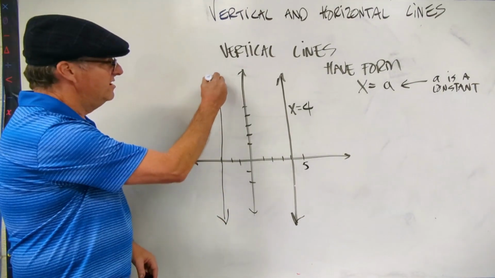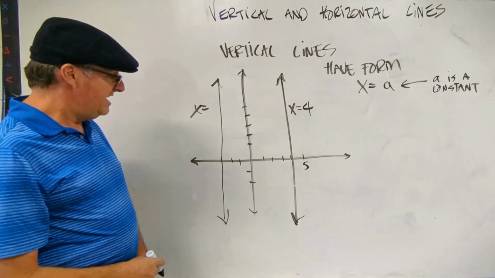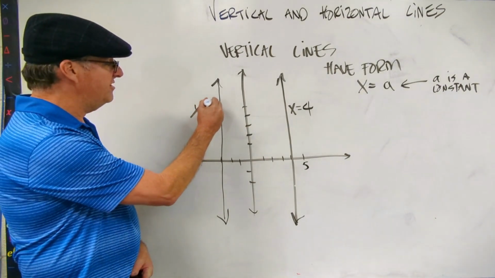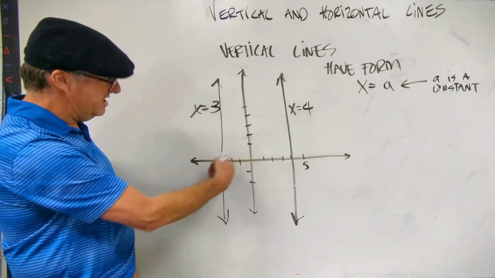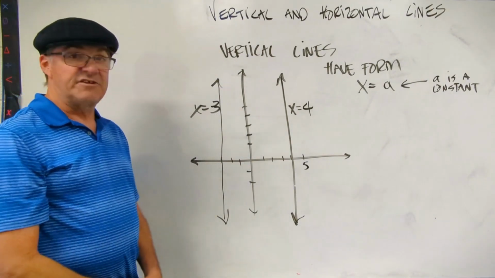Tell me about that one. What's the equation for that one? Pause the video, put on your thinking cap. Okay, if you said x equals -3, you're right, because we're 1, 2, 3. So everywhere on this line, the x value is -3, and that's another vertical line.